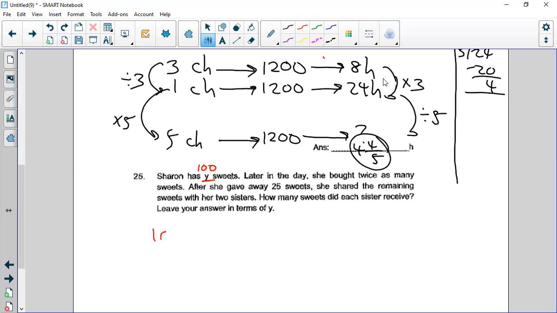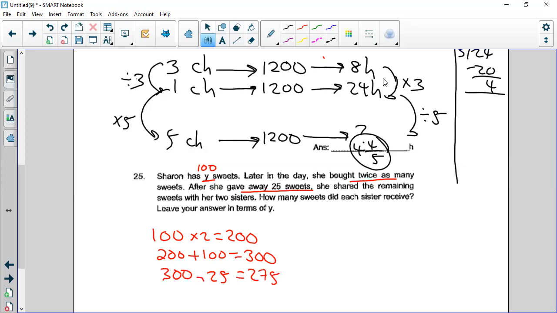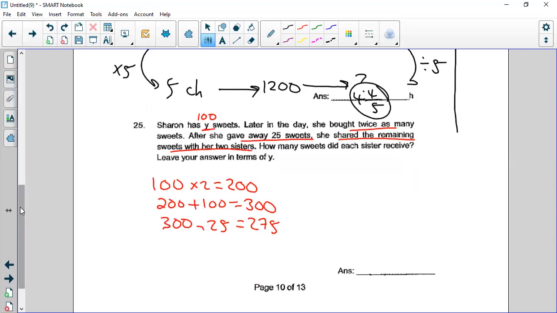So Sharon has 100 sweets. Later, she bought twice as many, so you must times 2. She must have bought 200, right? So how many did she have altogether now? 200 plus 100, that must be 300 altogether. And then she gave away 25 sweets, so you take all the sweets that she has and give away 25 sweets and you get the remaining sweets. She shared the remaining sweets with 2 sisters. So what do you think is your next step? You take the remaining sweets and then divide by 2 and get your answer. Okay, now how does this help us to get the algebra answer?